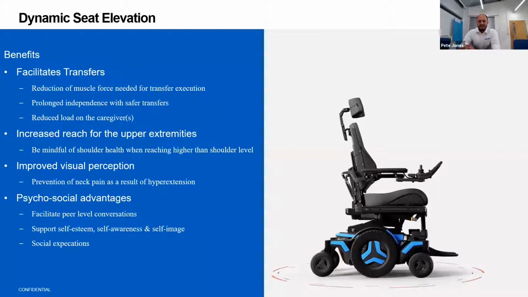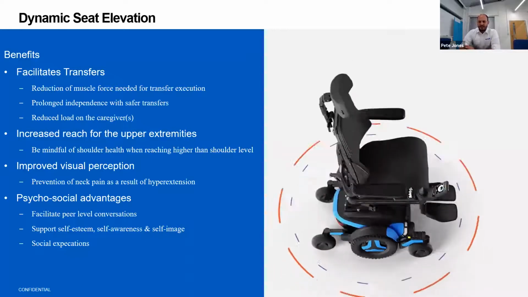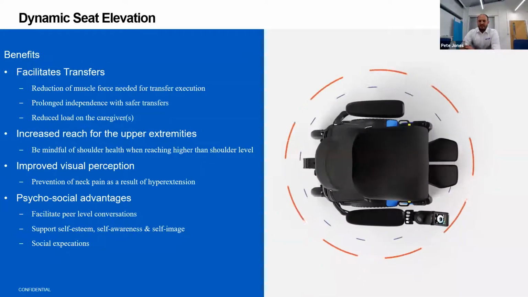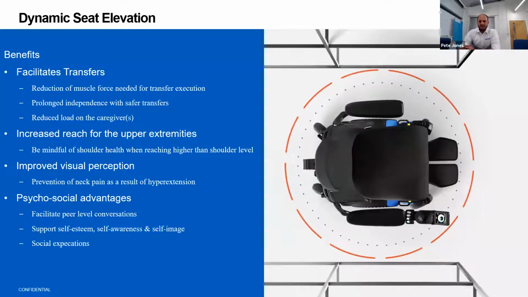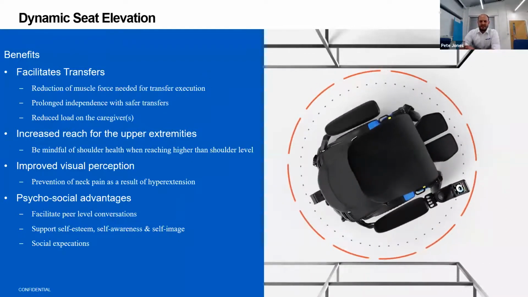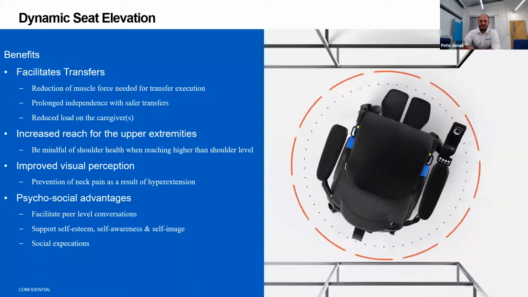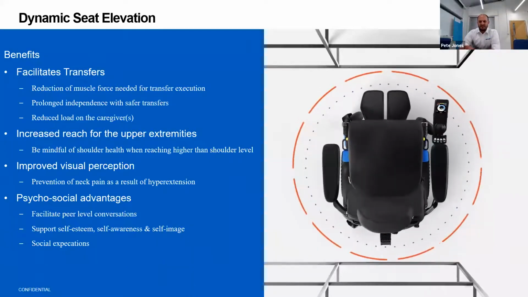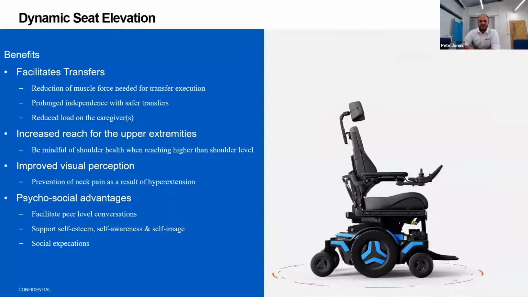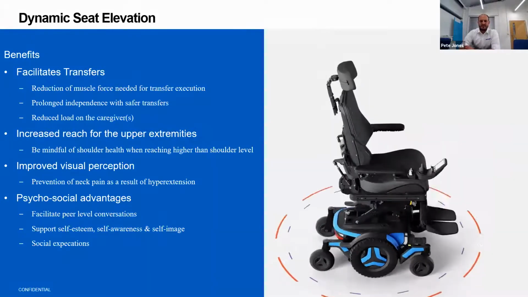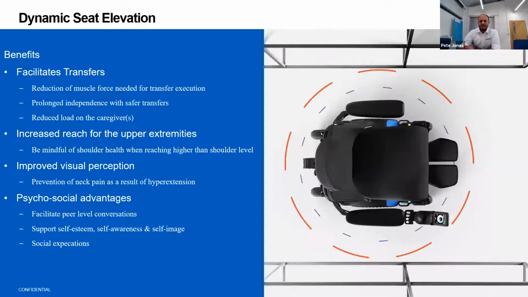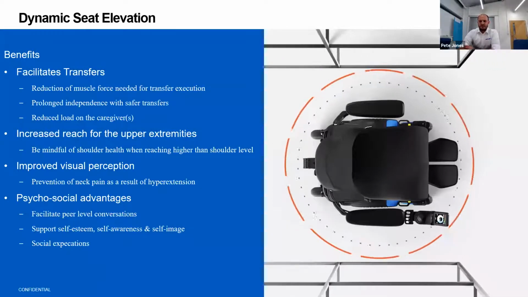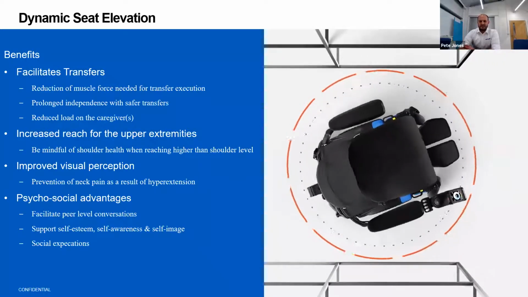Moving on to the dynamic seat elevation function. This can first be used to support the execution of transfers. Whether it is independent or assisted, the muscle force needed from the user and/or the caregiver to go into the standing transfer position is significantly lower, which means that users can execute independent transfers for longer and safer, but also with a reduced load on the caregiver.